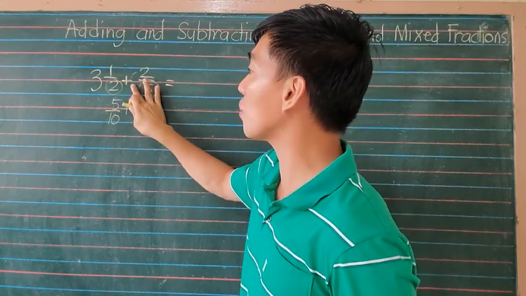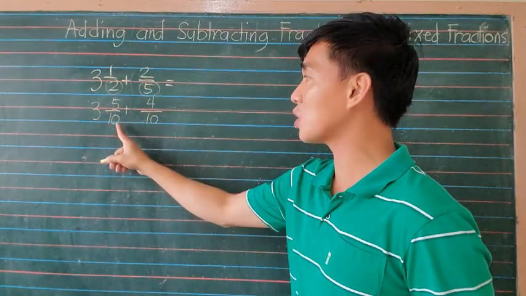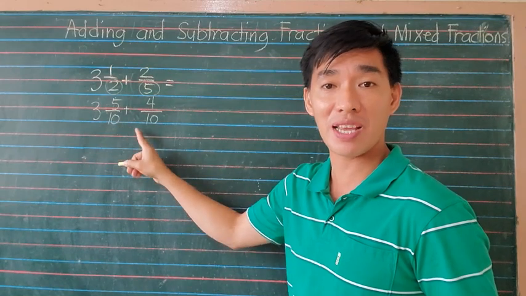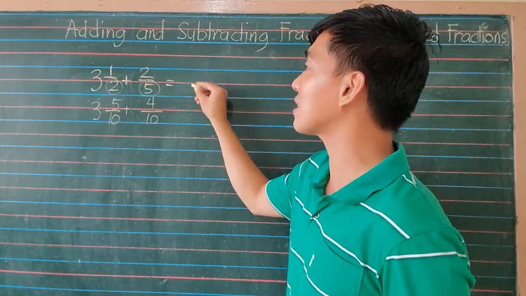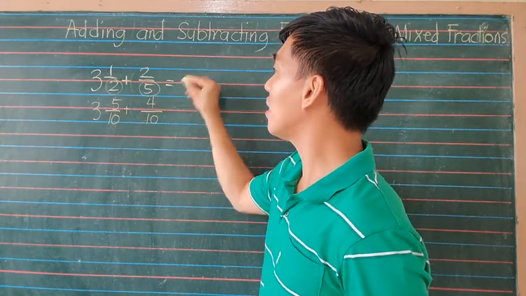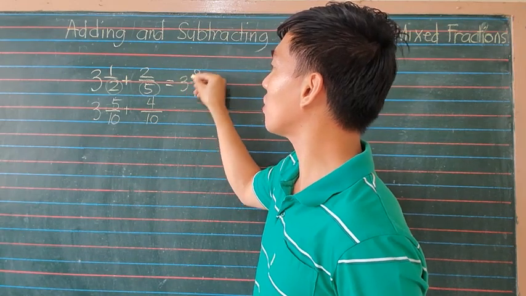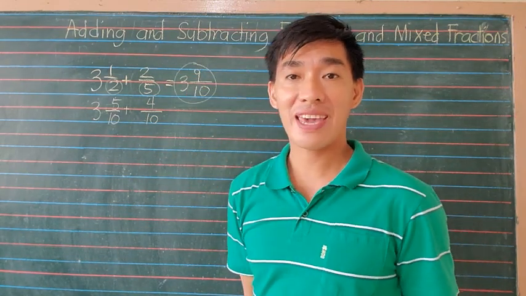Then, the next thing that we have to do is just copy their whole number. If you notice, we already have here the same denominators. So, all we have to do is just copy the common denominator and add the numerators. Then, add whole numbers. So that is equal to 3 and 9/10.